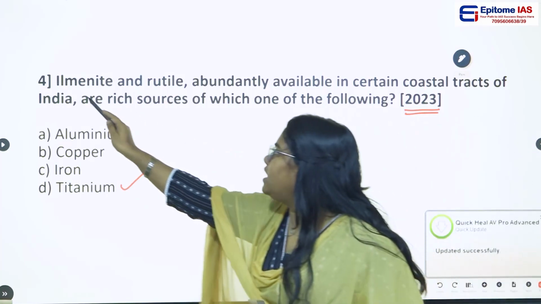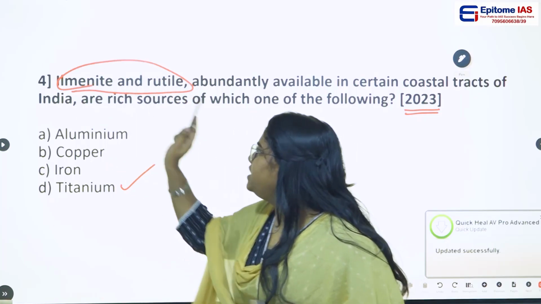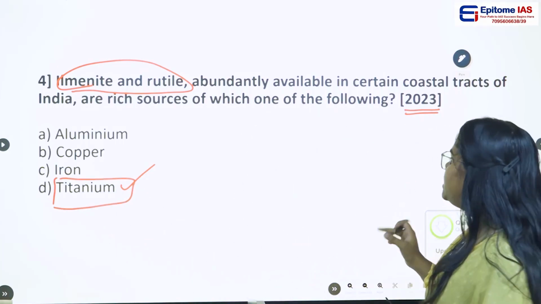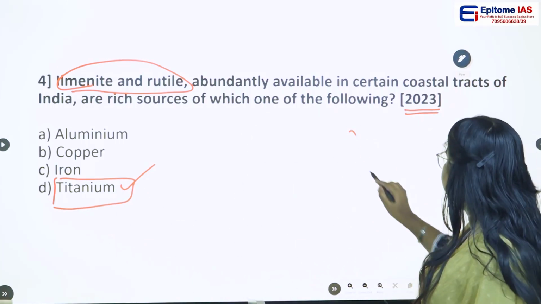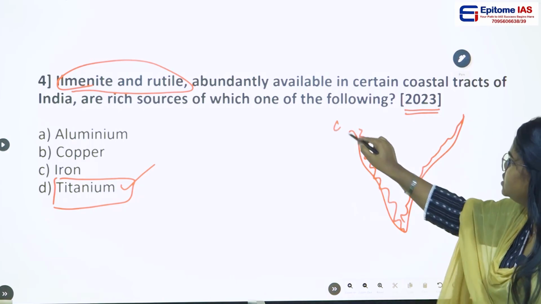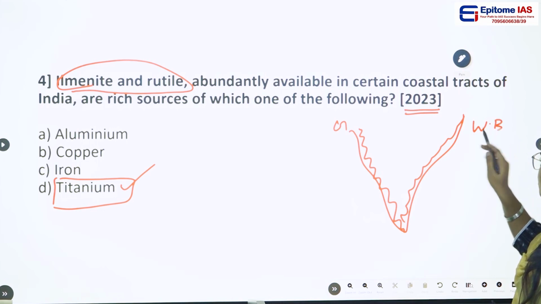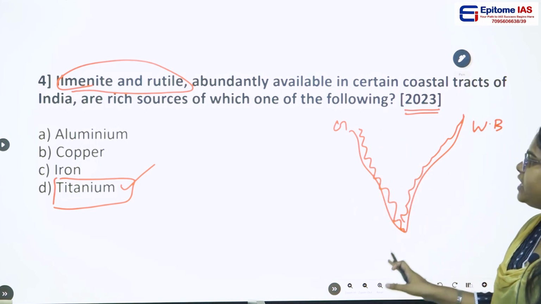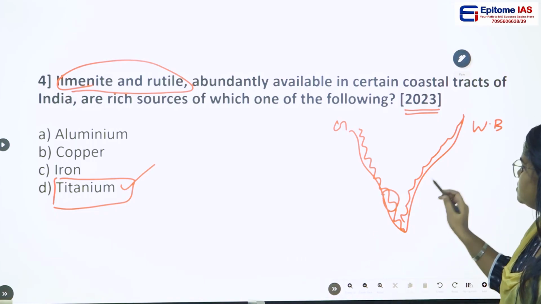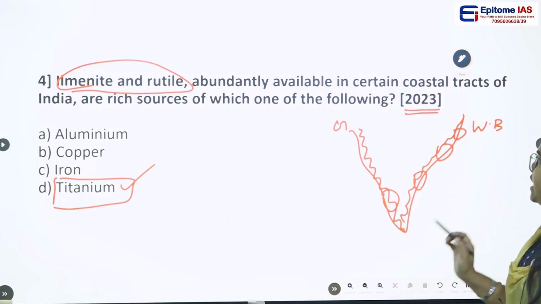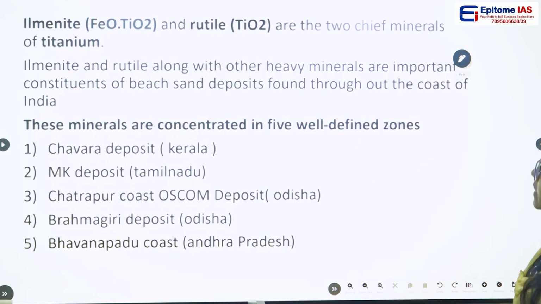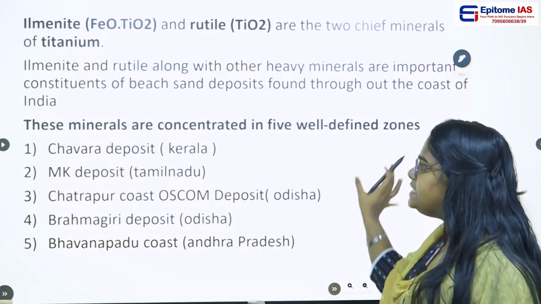Ilmenite and rutile are some of the minerals which are abundantly found in titanium. And this particular titanium is available throughout the coast of India, starting from Gujarat till West Bengal. But there are certain spots, certain places where we have this metal abundantly. So what are these? Let us see in detail.